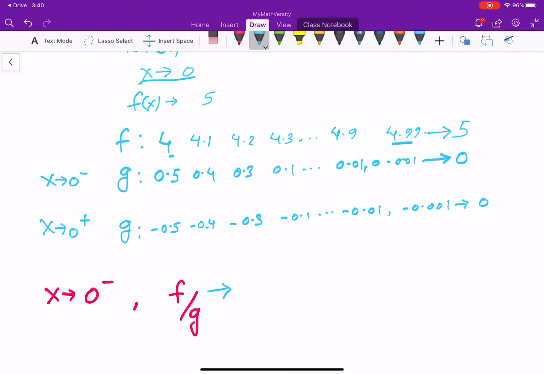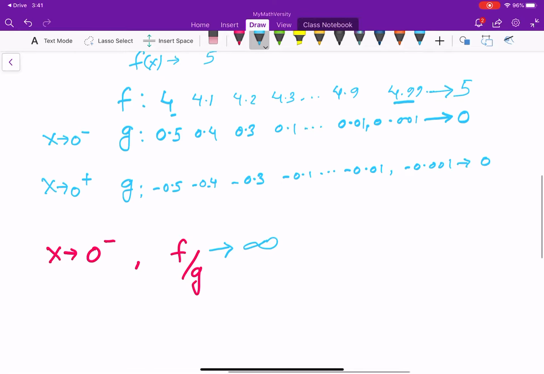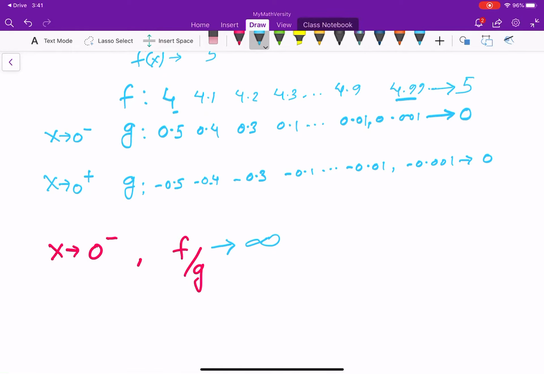But it looks like it's actually getting larger and larger, so we can write down here that the limit of f over g is infinite. We can say that it's just getting larger and larger without any bound. You can check that with your calculator: 4.99 divided by 0.001, or 4.9999 divided by 0.00001, and see how that behaves.